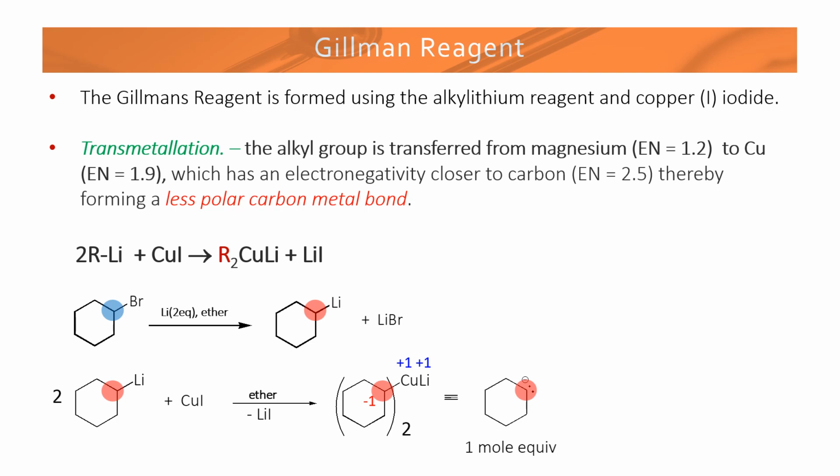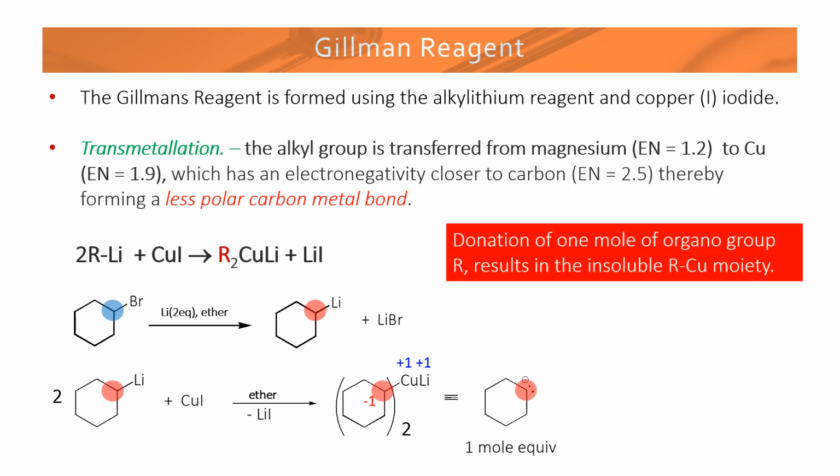Note that in the species, we have 2 moles of R group associated with 1 copper, but only 1 mole is available to us for organic synthesis because of the resulting insoluble alkyl copper moiety that occurs in the reaction mixture.